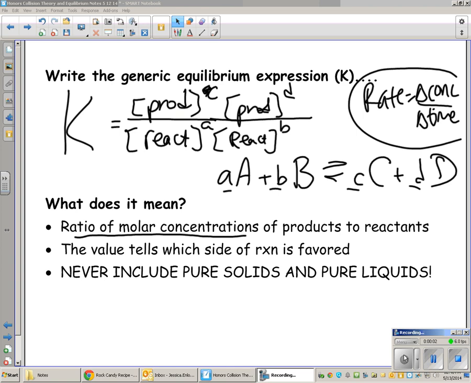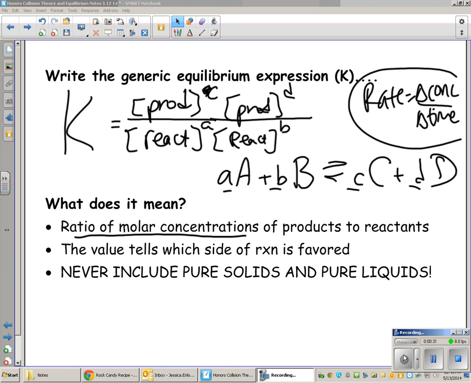Okay, so it's the ratio of concentrations. Yesterday we had those graphs, and I said the products were on the top graph, on the line stretched to the top of the graph, like this, and this top line was product concentration, and this bottom line that came down was reactant concentration. I said that the reaction favored the products, right?